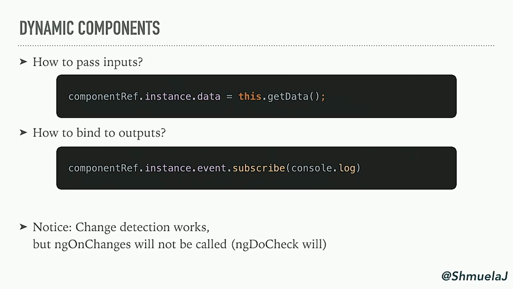Now we can pass inputs and bind to outputs on this component, but we don't have its template. So we don't do this with the regular syntax. We just have the instance of the component. So whatever is public there, we can directly access. So we can pass data directly to the members, and we can subscribe to the events. The events are the outputs. They are just observables that we can subscribe to.